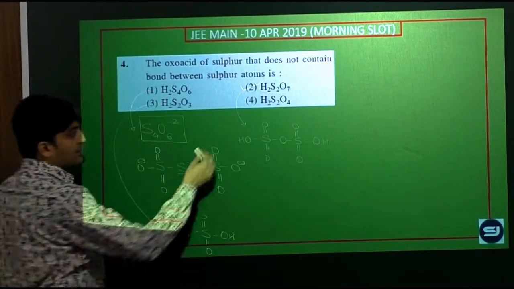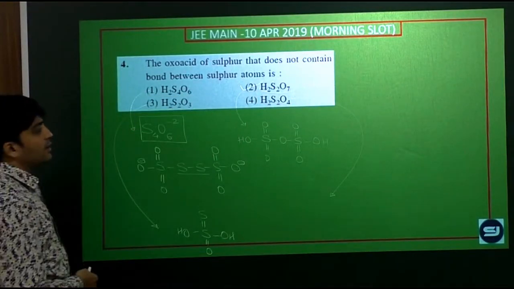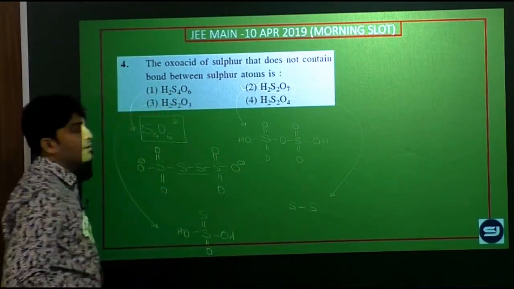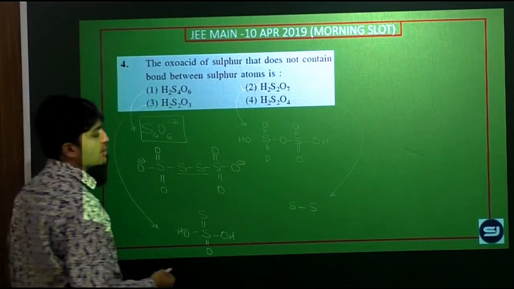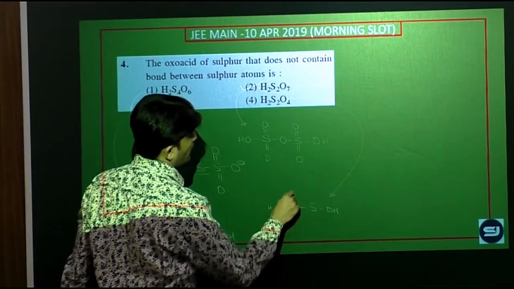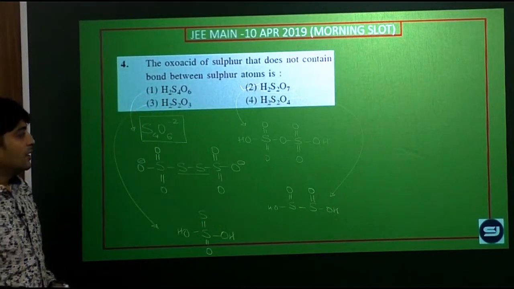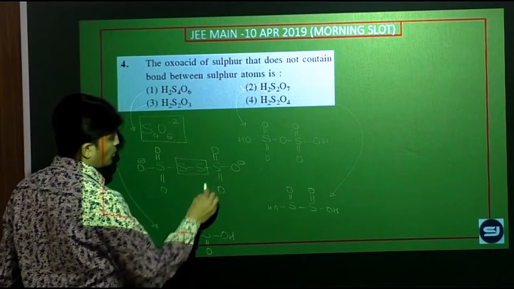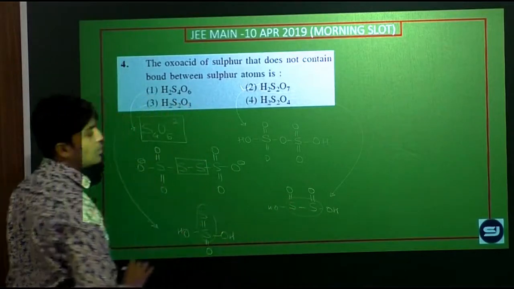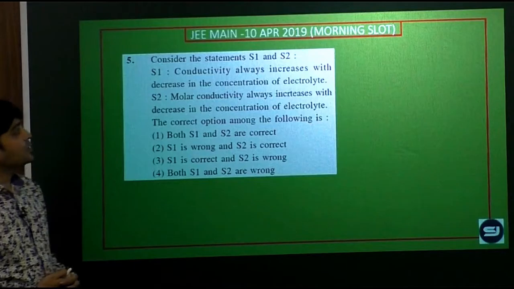Next, H2S2O4. This is basically dithionous acid, and it has sulfur and sulfur joined by a single bond. This is a dithio linkage, also called a hydro linkage. On both sides you will have OH and two of the oxygens will be joined by a double bond with sulfur. So if you see, the other three options had the SS linkage present in the molecule, but oleum doesn't have it. Fifth question, this is from electrochemistry.